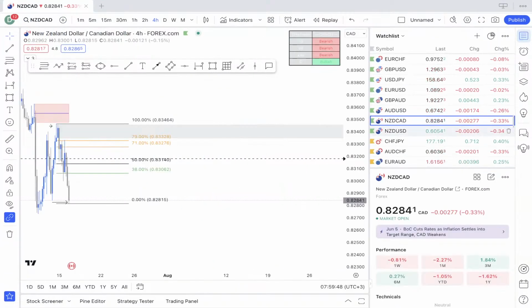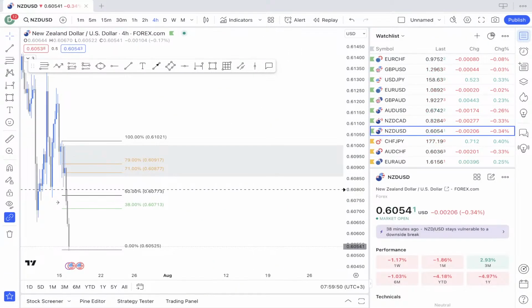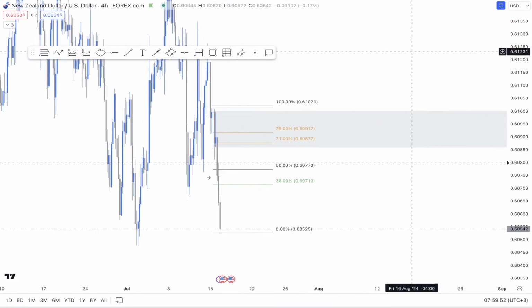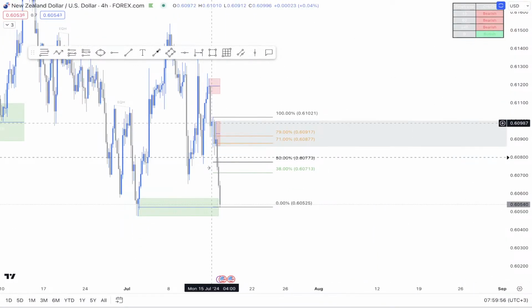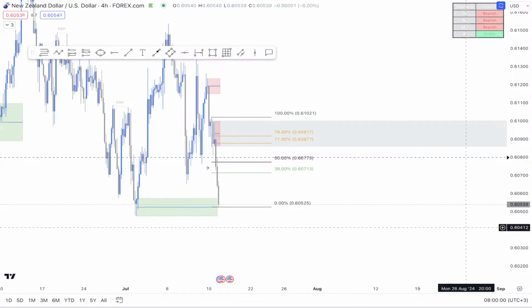And lastly, for our Forex analysis, we have NZD USD with a pretty textbook bearish setup. Okay, we have a clear break towards the downside that took out multiple lows, which is a great added confluence.